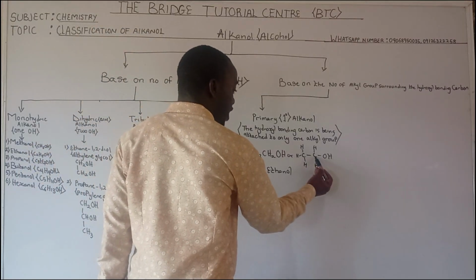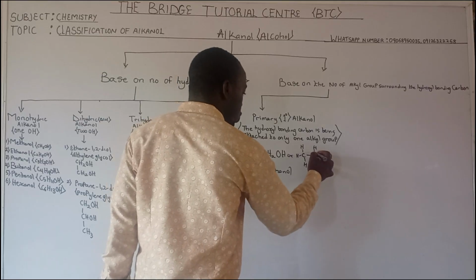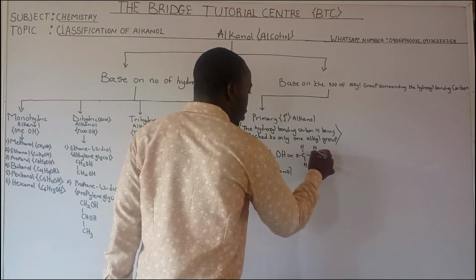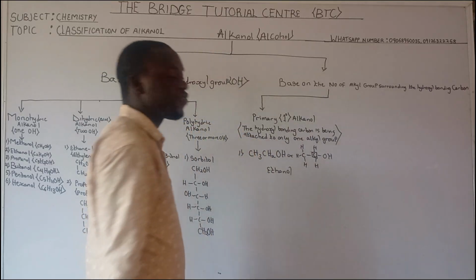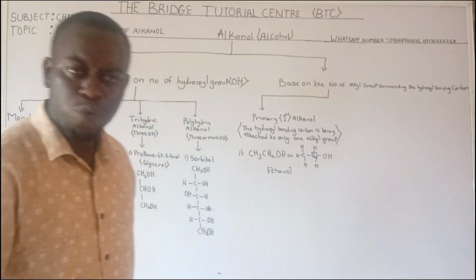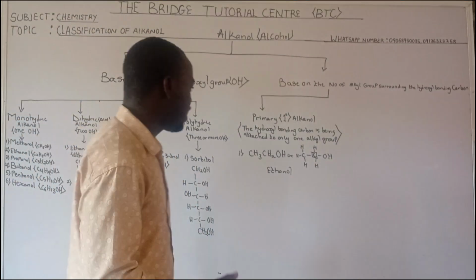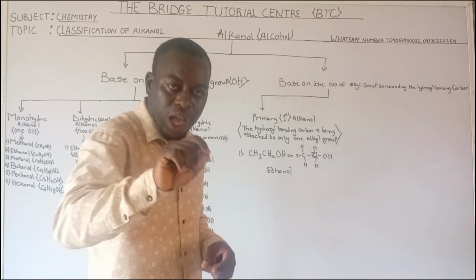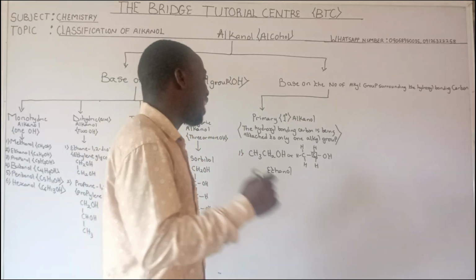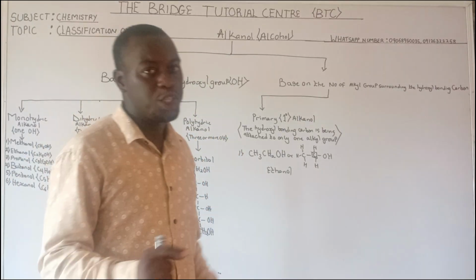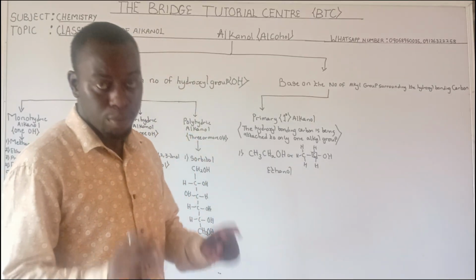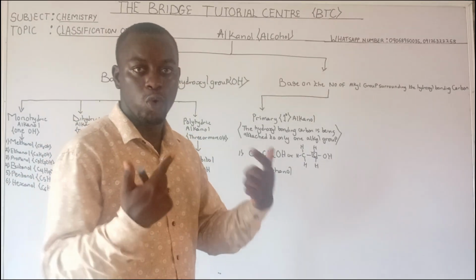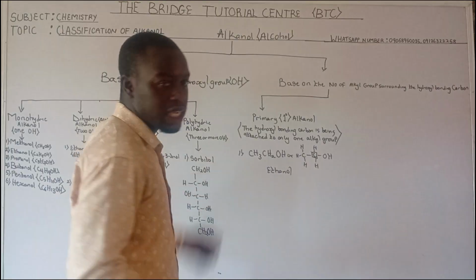You can see this carbon here. It is being attached to the OH. So it is our hydroxyl bonding carbon. So the first thing is for you to identify it. Once you've identified it, the next thing to do is to count the number of alkyl groups being attached to it. Sometimes I just use carbon instead of alkyl, but the correct one to use is alkyl group. But I've been using carbon here.